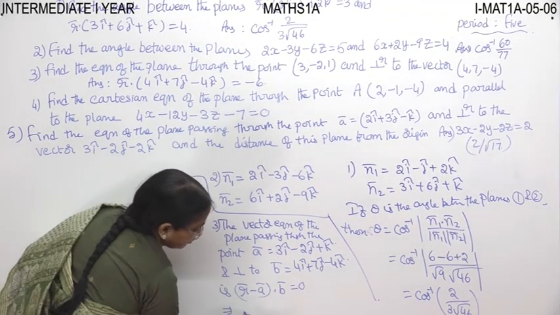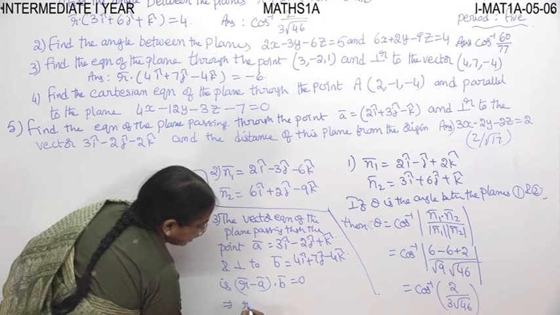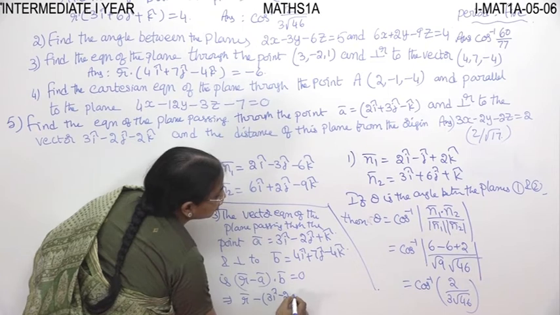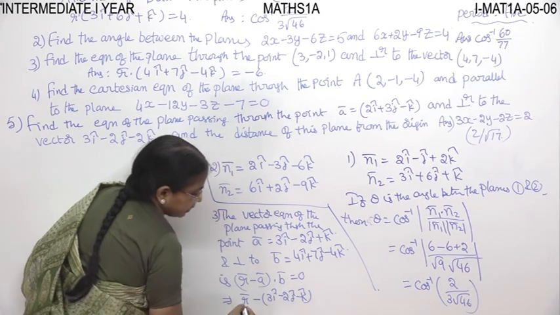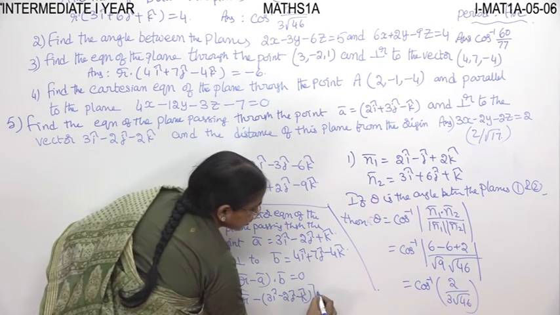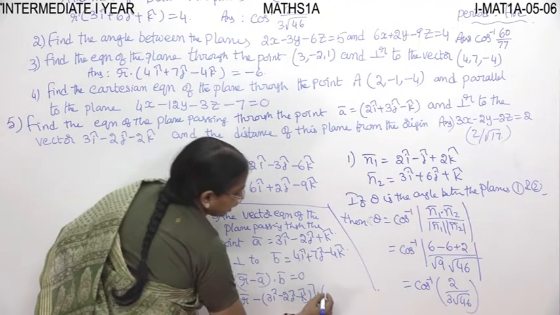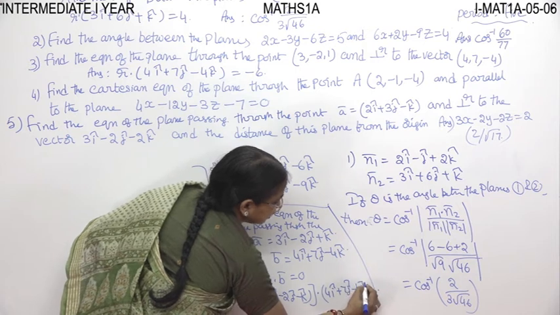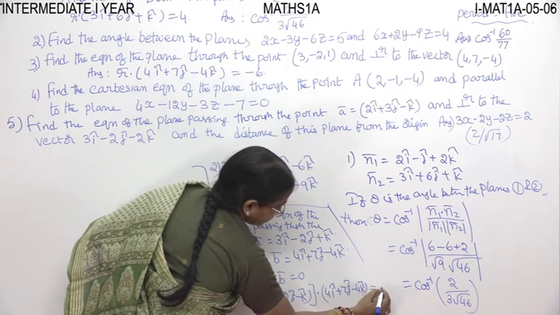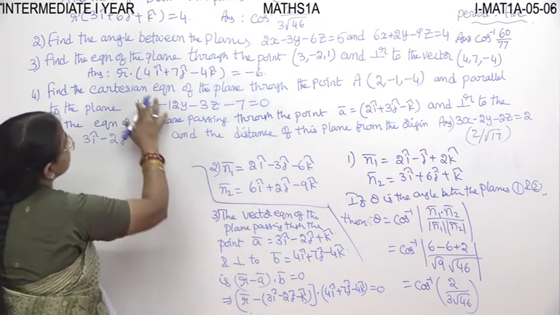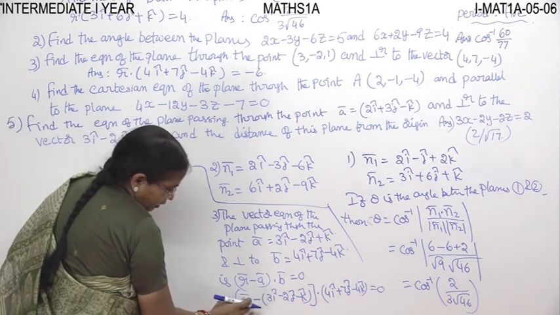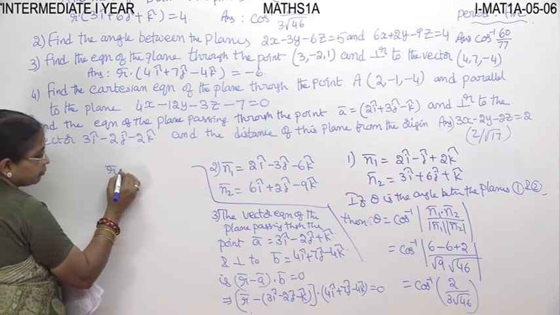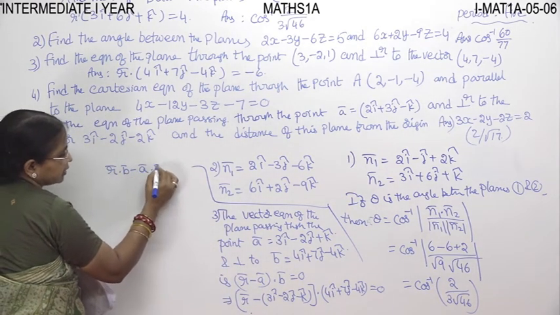r minus a, r is r only, minus a is this. So 3i minus 2j minus k, (r minus a) dot b, where b is 4i plus 7j minus 4k, is equal to 0. This is the equation. But in the answer he gave it like this. So what we should do is write this in the form r dot b minus a dot b is equal to 0.